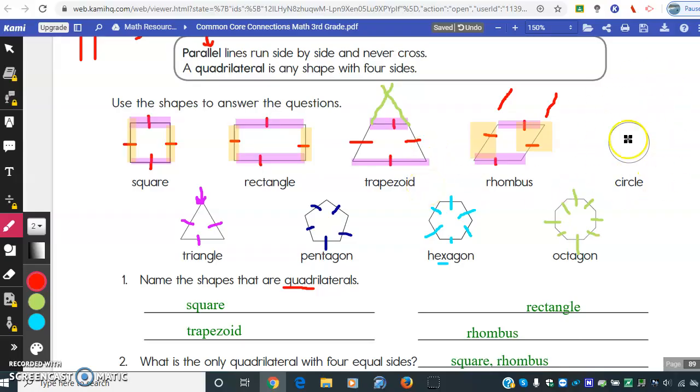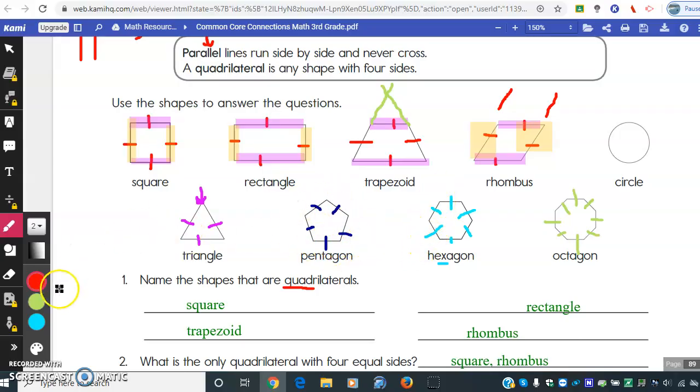The circle has no straight sides, so we're going to skip that. It doesn't have any parallels. Take a look at the triangle. No, none of these sides are parallel. So we're going to keep going. On this one, I'm looking for something that might be parallel to this, and I'm not getting anything. Nope, I'm not getting parallels.